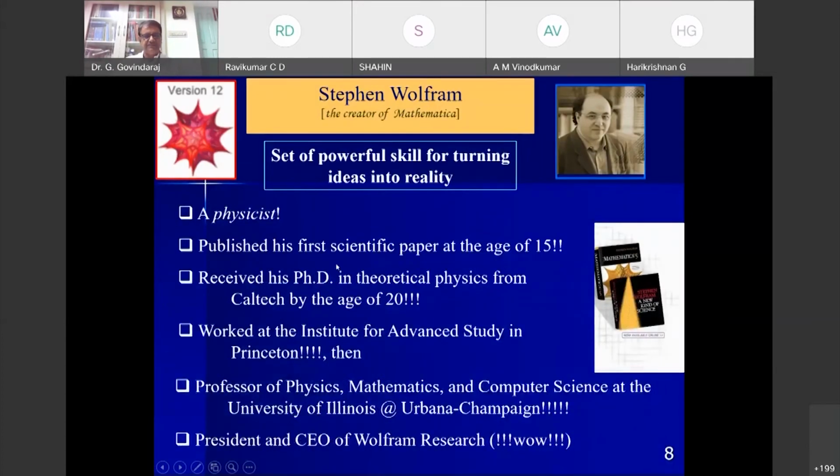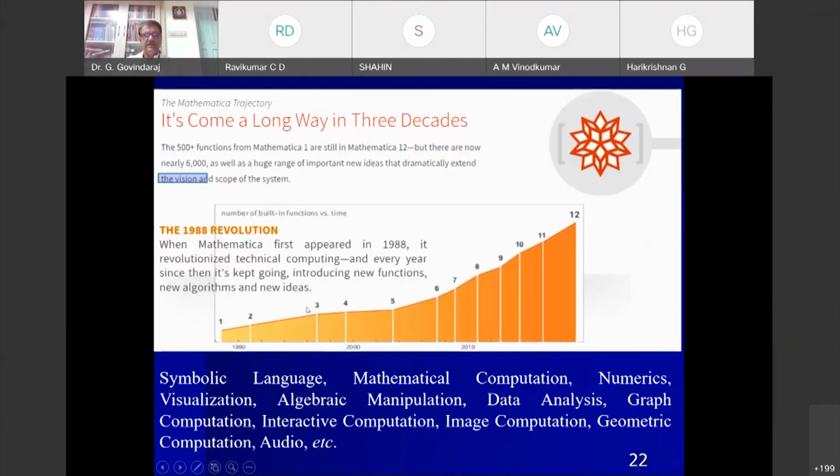And this is the person. This is his achievements for the years. How much he has done that can be seen. A physicist, already somebody has hinted that, and at the age of 15 he has made a publication. I have seen his first publication. This is PhD, the age of 20, worked in these places, and he is now president CEO of Hyperphysics. That's a great thing that he has done. Now version 12.1 has come out, and you can see the growth of the version 12.